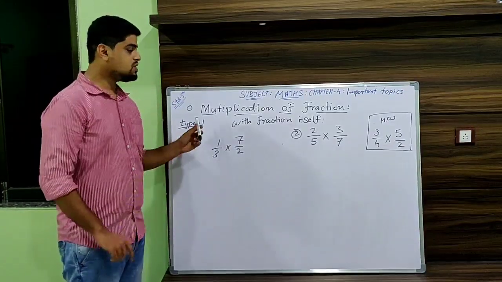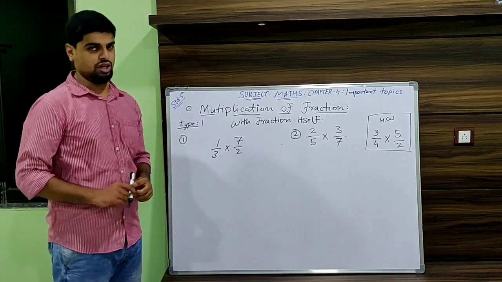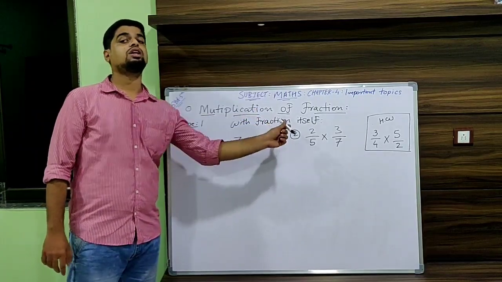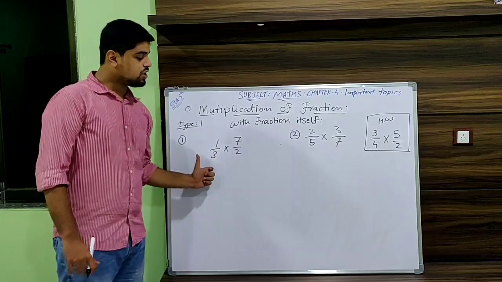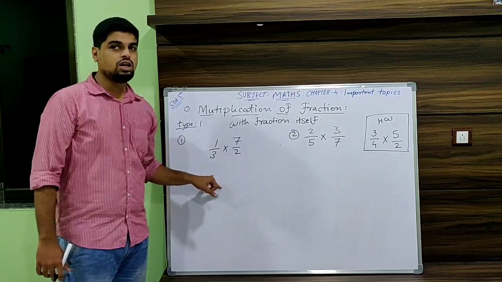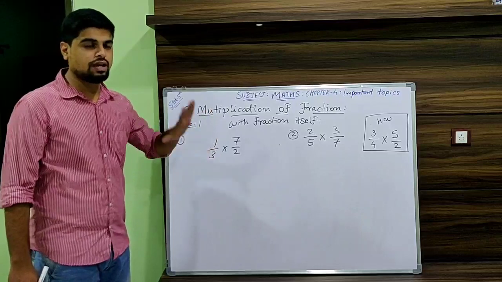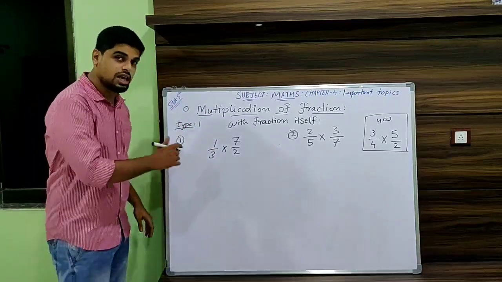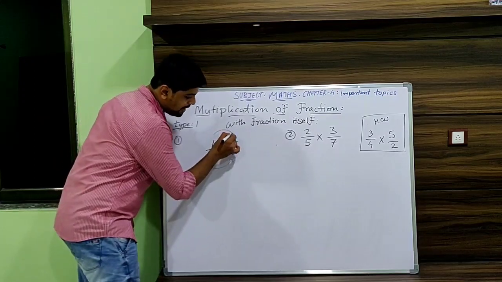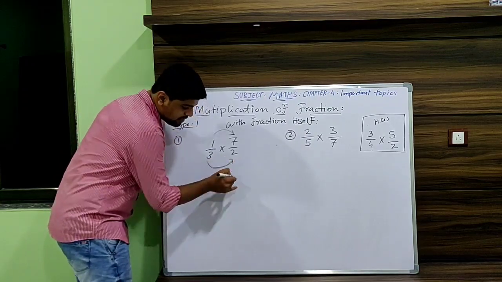Okay students, now let's study multiplication of fractions. How to multiply given fractions, in which type 1 is multiplication of a fraction with a fraction itself, which means a fraction is multiplied by a fraction. Here we don't need to worry about the denominators, okay? It is the simplest one. Multiplication of fractions is the simplest. So let's see how to do multiplication. In multiplication, you can directly multiply one numerator with the other numerator and one denominator with the other denominator.